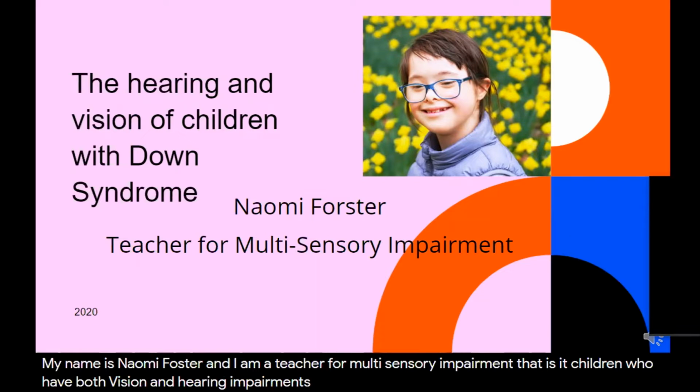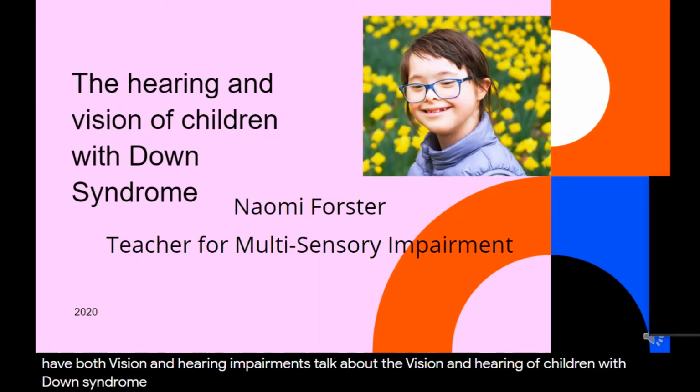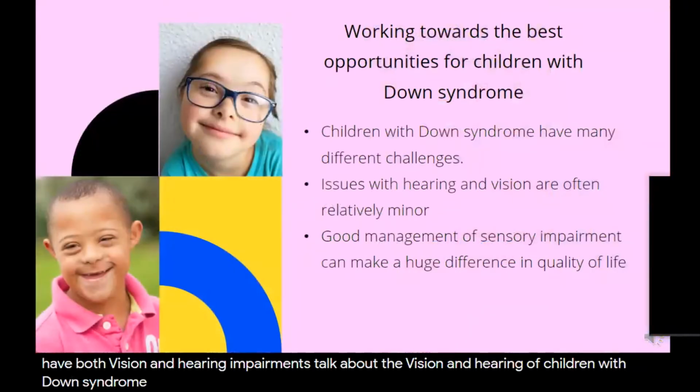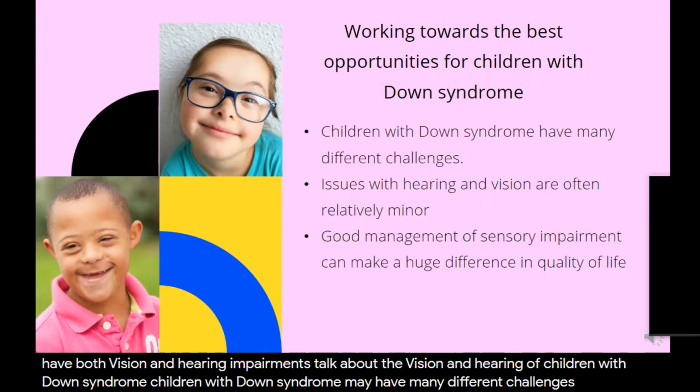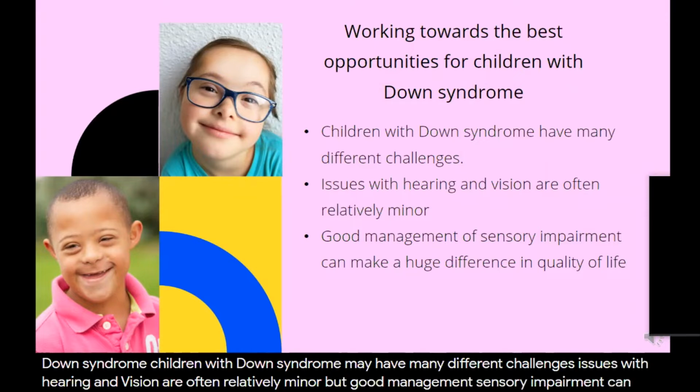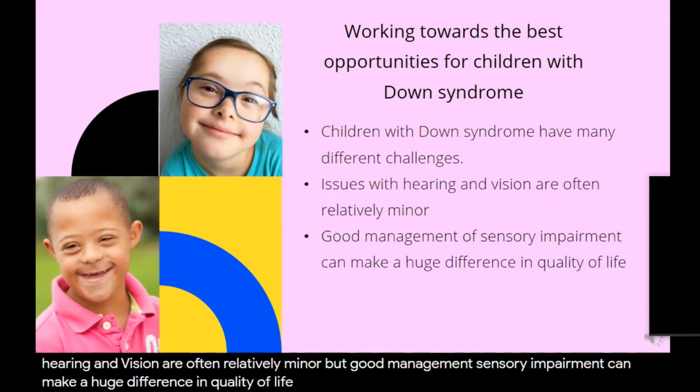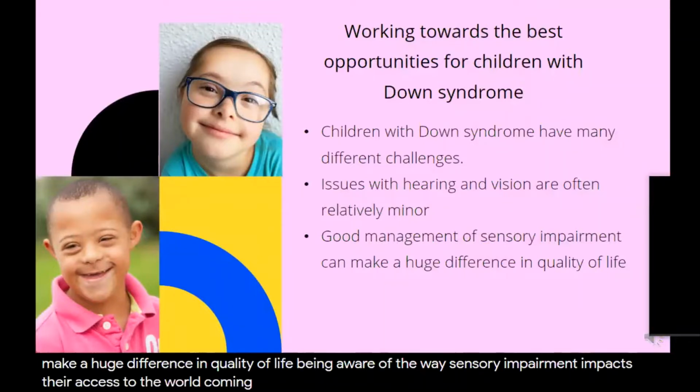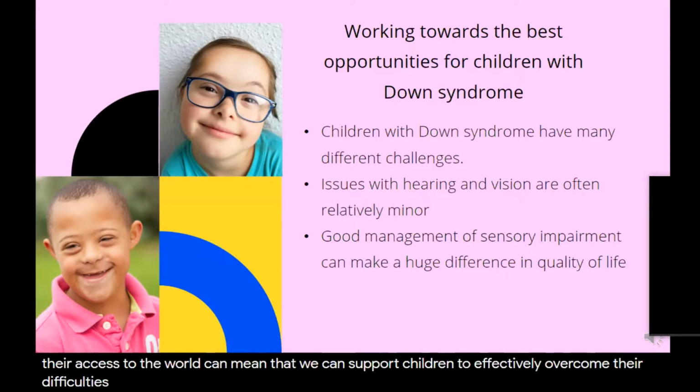Today, I'd like to talk about the vision and hearing of children with Down syndrome. Children with Down syndrome may have many different challenges. Issues with hearing and vision are often relatively minor, but good management of sensory impairment can make a huge difference in quality of life. Being aware of the way sensory impairment impacts their access to the world can mean that we can support children to effectively overcome their difficulties.